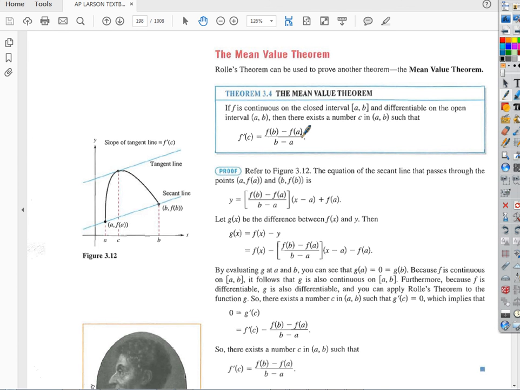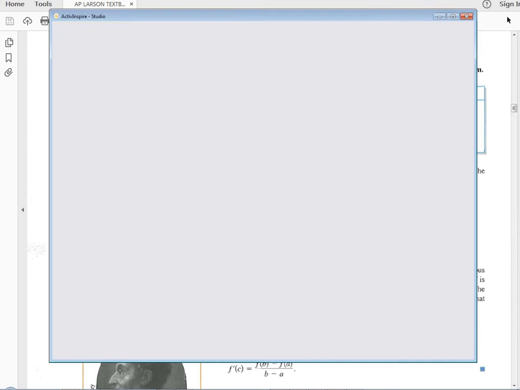f of b minus f of a is just change in y or rise, right? And b minus a is change in x or run. Just rise over run, isn't it, between the endpoints? Okay? So how do we use this?